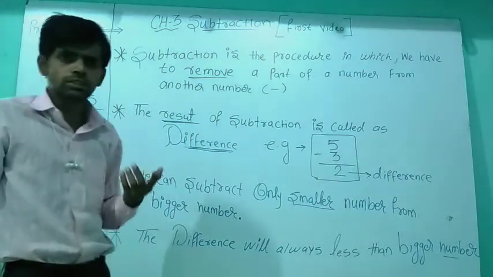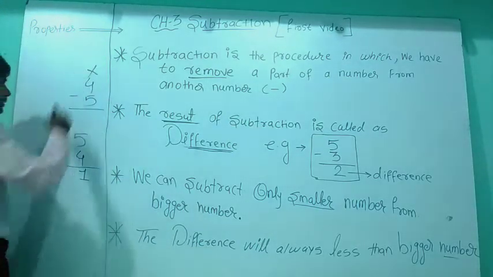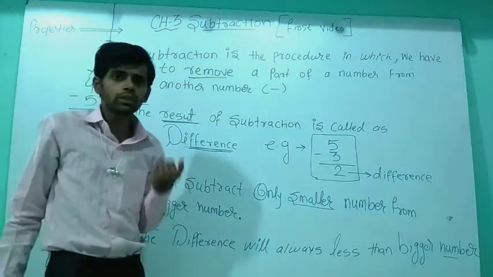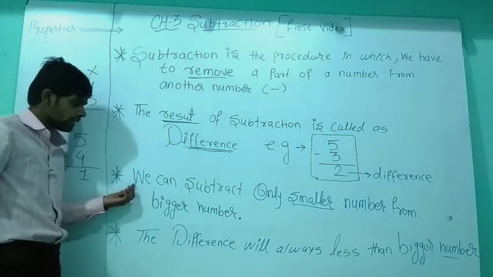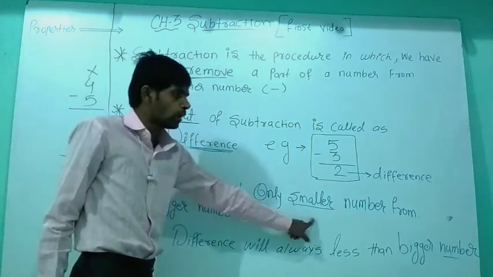No, it is not possible. So it is not possible. We can subtract the smaller number from the bigger number. Understood everyone? Okay. So that is the third property. We can subtract only smaller number.